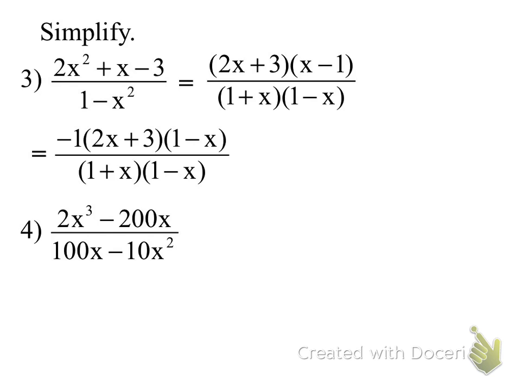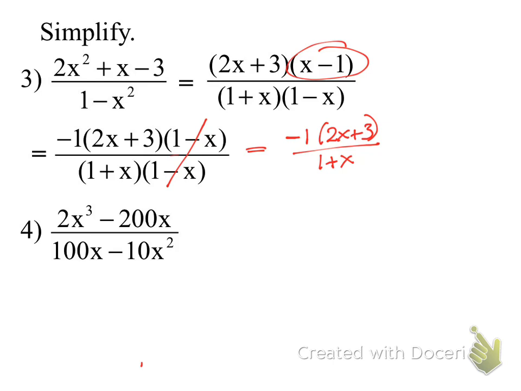It's the same thing. If I put it on the bottom and flip this around, or I can factor the negative 1 in the numerator and flip this one around. But I can still cross cancel it. Doesn't matter where it's at, right? So we are left with negative 1 times 2x plus 3 over 1 plus x.